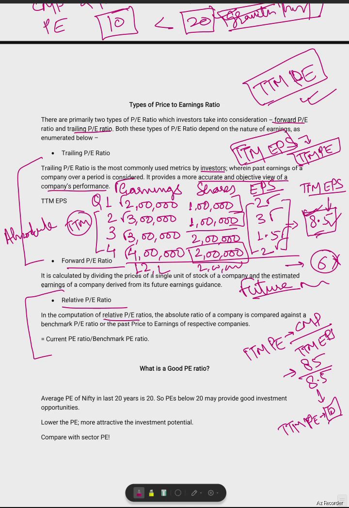Now the relative PE ratio: the absolute ratio of a company is compared against the benchmark. Say you are in a particular industry, and there is a benchmark for that industry or for this particular company. Say the highest PE ratio this particular stock has touched is 100, and as of now it is running at 80 only, so the relative ratio will be 0.80. That's how you interpret the relative strength.